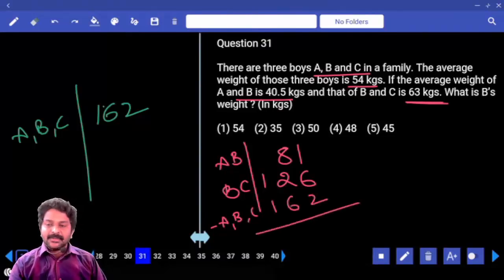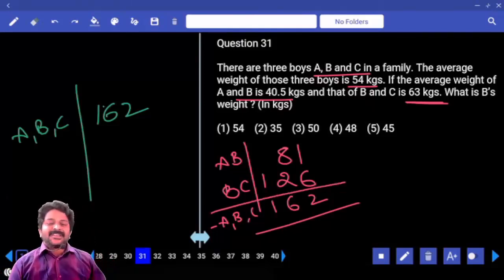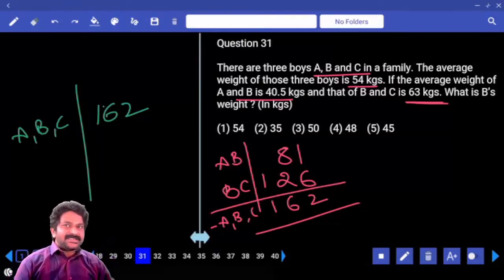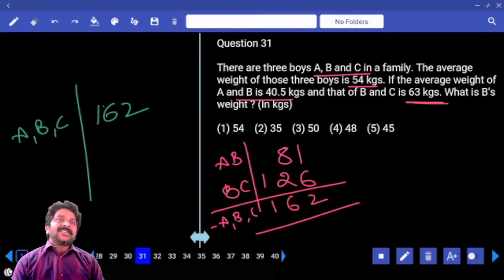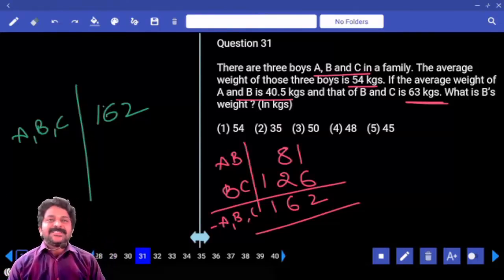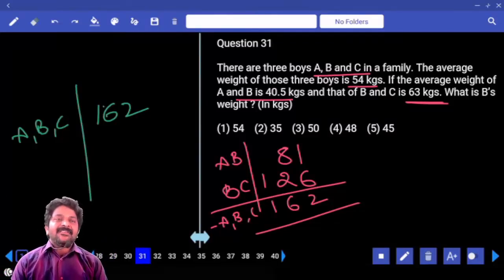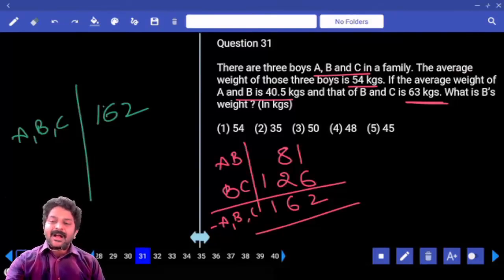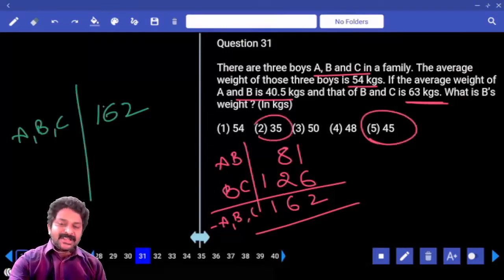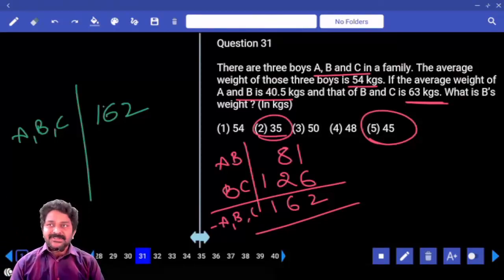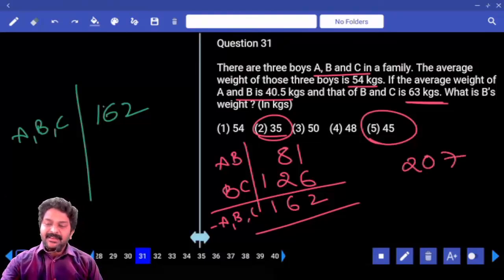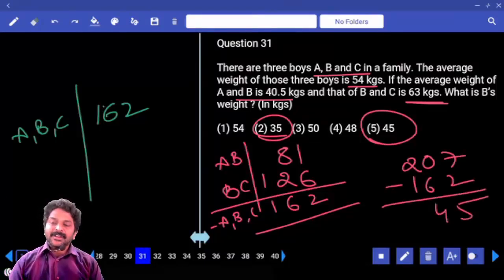Answer must end with... first add the two numbers and subtract the third number, right? I am saying the last digit, ends with. 1 plus 6 ends with 7. 7 minus 2 ends with 5. Answer must end with 5 and 2 options are there. Hence we have to calculate everything. If there is only one option which ends with 5, you don't have to calculate. Correct? 207 minus 162. Answer 45. Fifth option.